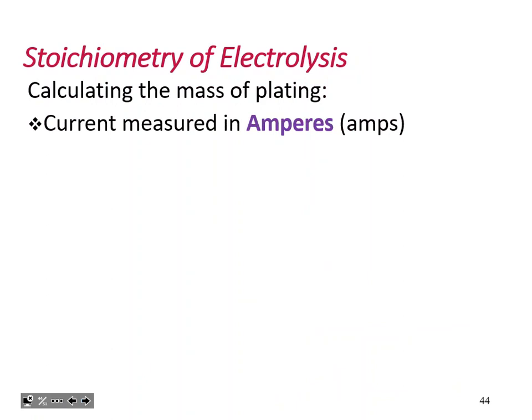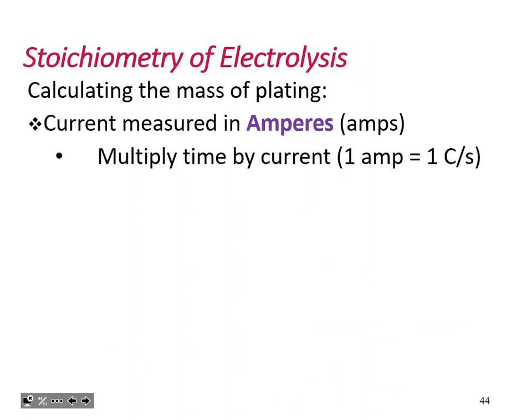Current you measure in amps or amperes. And an ampere is defined as 1 coulomb per second. So this is how we're going to use it as a conversion factor in our T-chart. So you get a time amount, whether it's minutes, hours, or seconds. You're going to convert the time over to seconds, and then you can use the amp as a conversion factor to get you to coulombs.